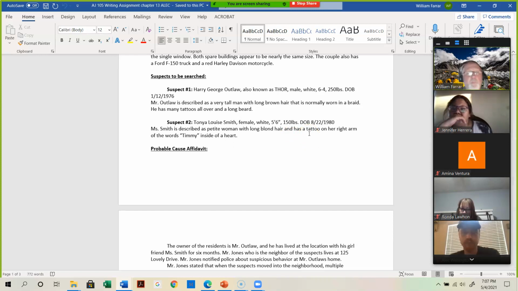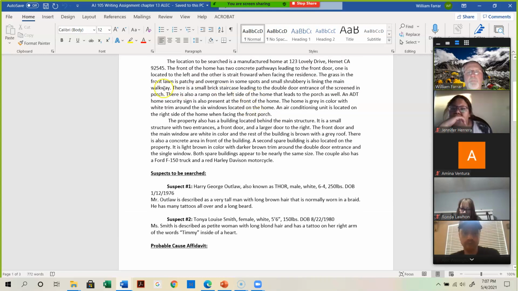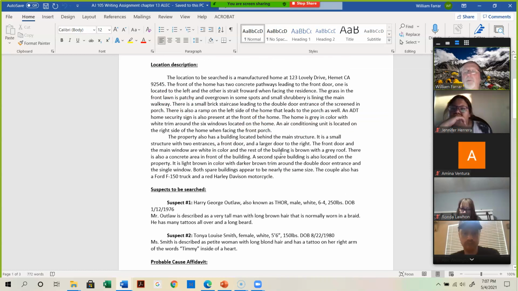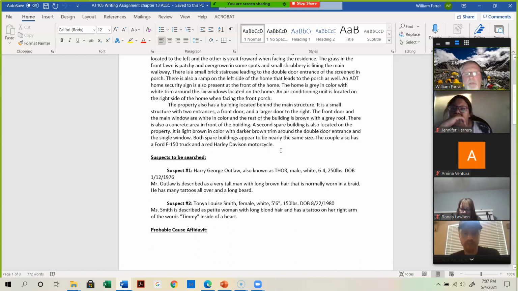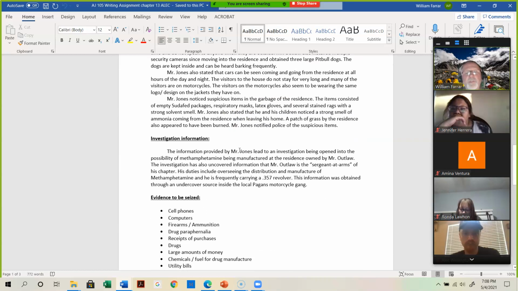If it says this, you put that in there. So you want to put in as much as you can. And the same with the description. Make sure that you are describing it as detailed as you can. And that's a really good application for a search warrant, to really put in as much detail.